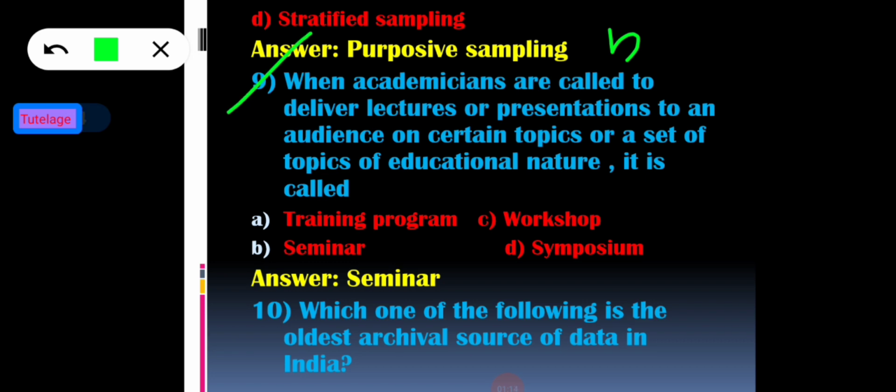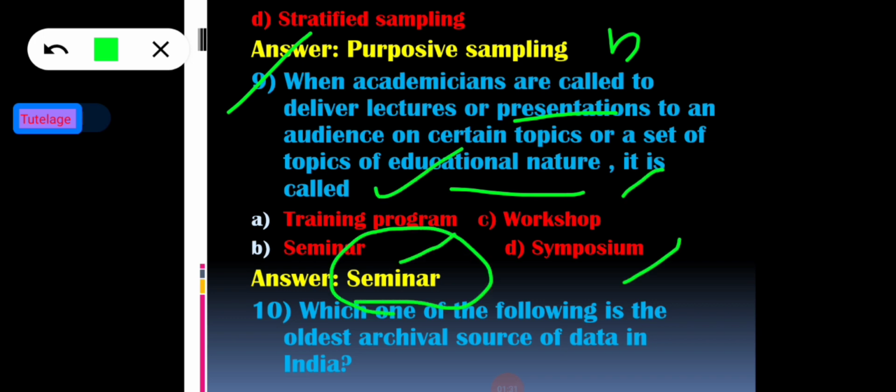When academicians are called to deliver lectures or presentation to an audience on a certain topics or a set of topics on educational nature, so it is called training program, seminar, workshop, and symposium. Obviously, this is called seminar.